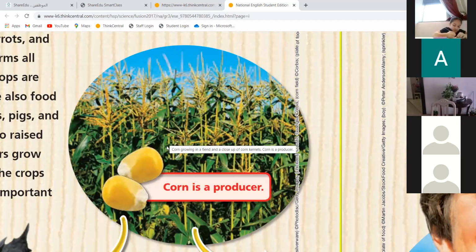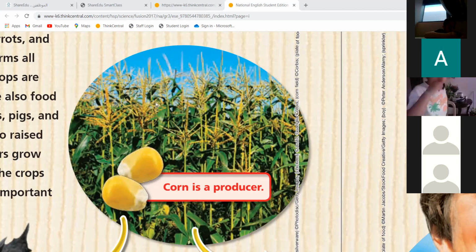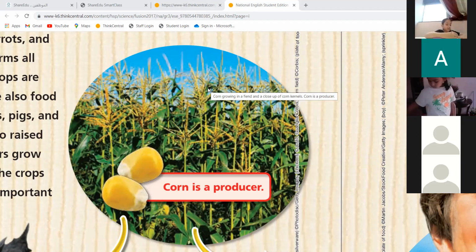Why, Yalin? Why is corn a producer? Because when they plant a seed, it becomes a seedling, and then an adult plant, and the corn will appear. The plant makes its own food. That's why it is a producer.